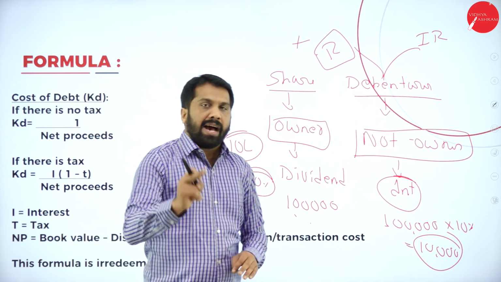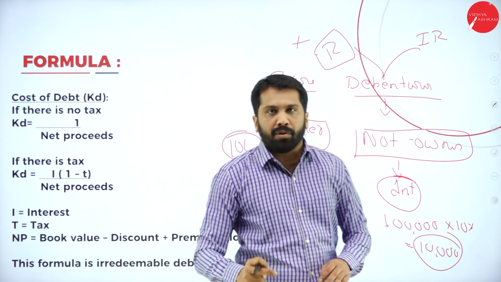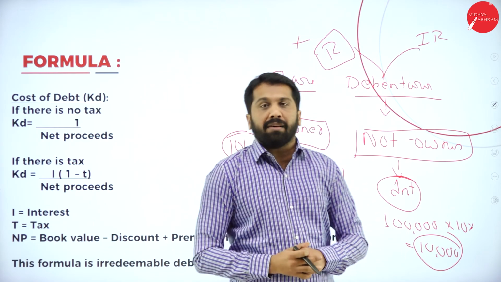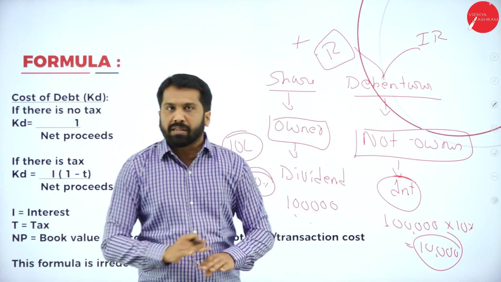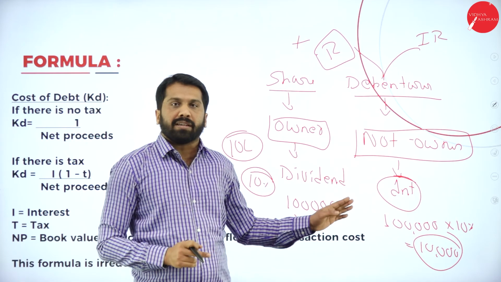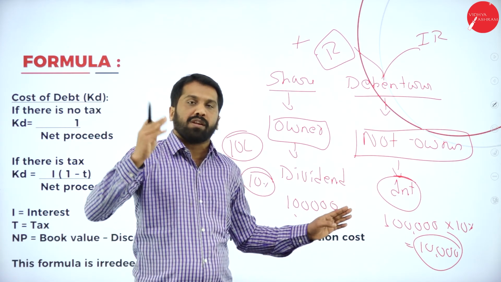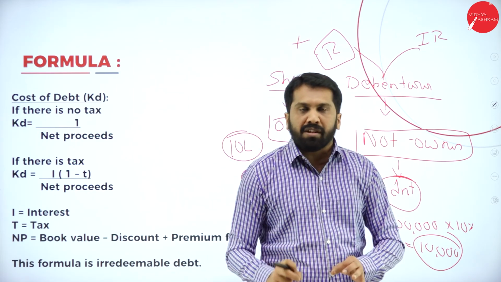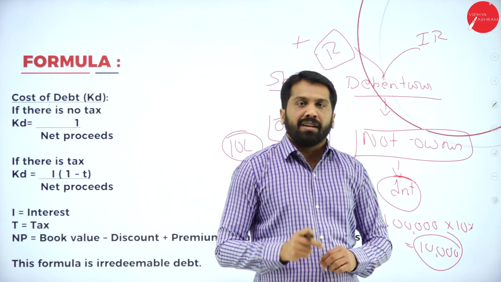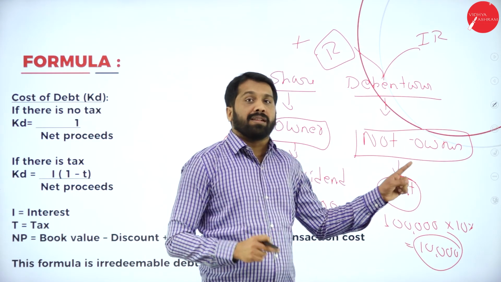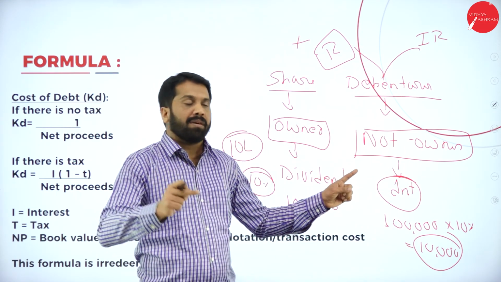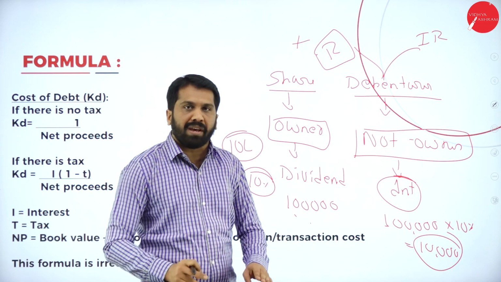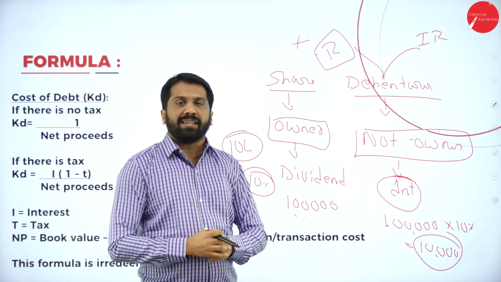Again, I'll repeat. I have taken 10 lakh loan from you. Every month I am paying you interest. When I will give back the 10 lakh, I will not give until I close my company. If I close my company after 50 years, you will get the 10 lakh after 50 years. But up to 50 years, you will get interest. This is called irredeemable, non-repayable. Remember, irredeemable means non-repayable. Will not pay until I wind up my company.